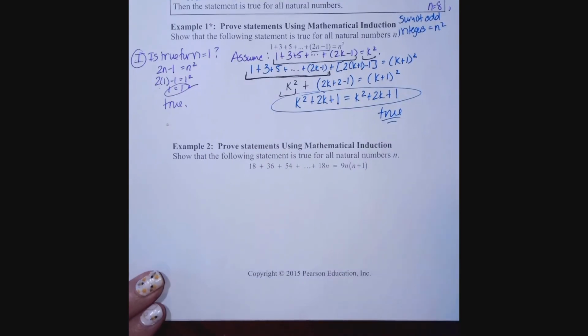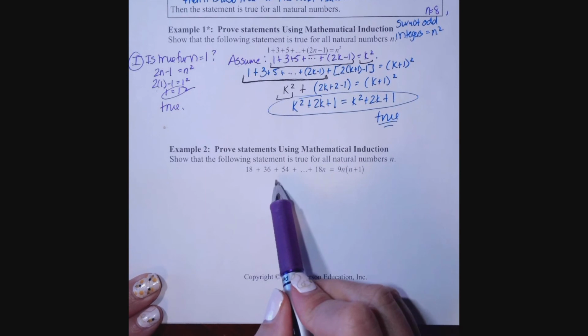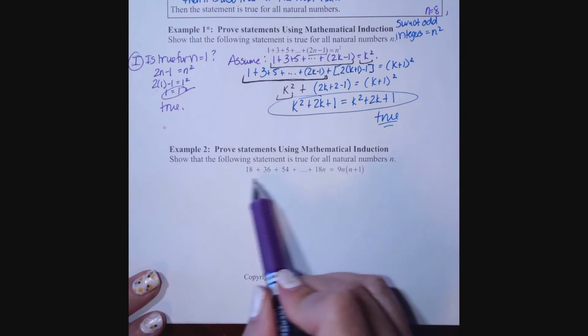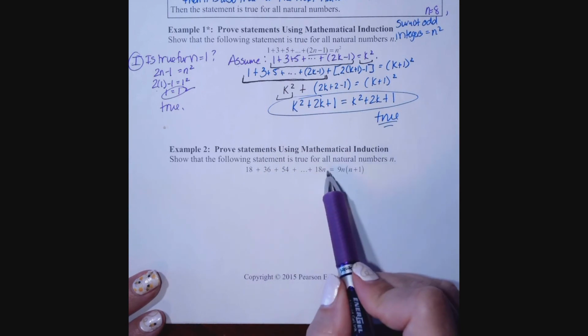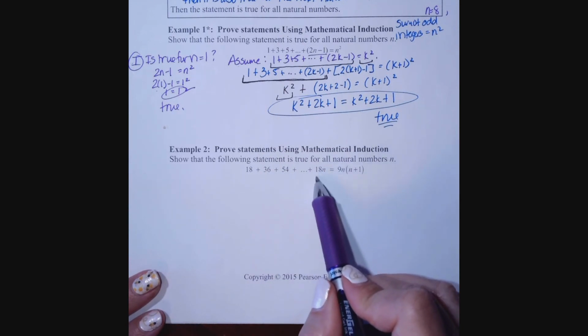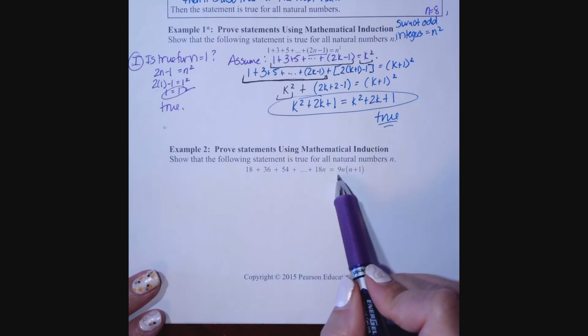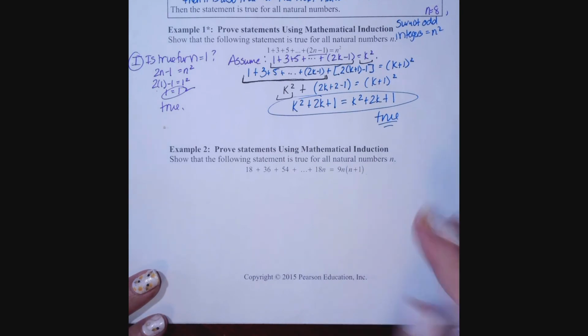Let's do another. We're going to start with our first statement, our first condition, show that this statement is true for all natural numbers n. So I'm starting with 18, 36, 54, so I'm adding these numbers, and notice that these are multiples of 18 plus 18n. So I'm going to this last multiple of 18, 18n, and that sum is going to be equal to 9n times n plus 1. That's what we're trying to prove true.